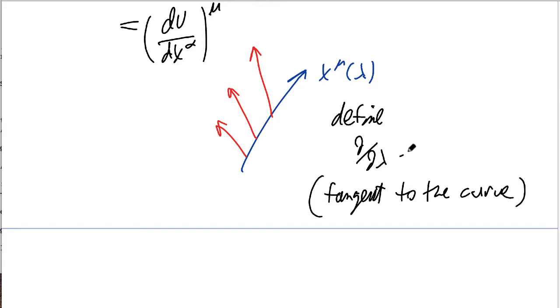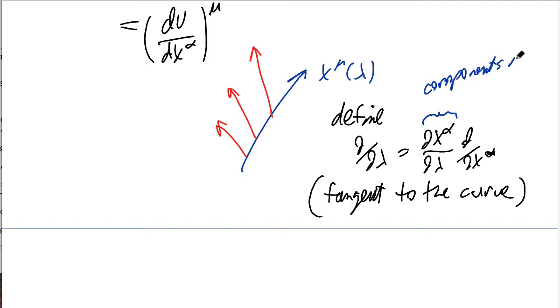Now, expanding this using the chain rule, this is ∂x^α/∂λ times ∂/∂x^α. So written this way, I've written this derivative operator as a linear combination of basis vectors, and the coefficients here are, of course, the components. So these coefficients are the components of this tangent vector, the vector that I'm just denoting here by d/dλ.